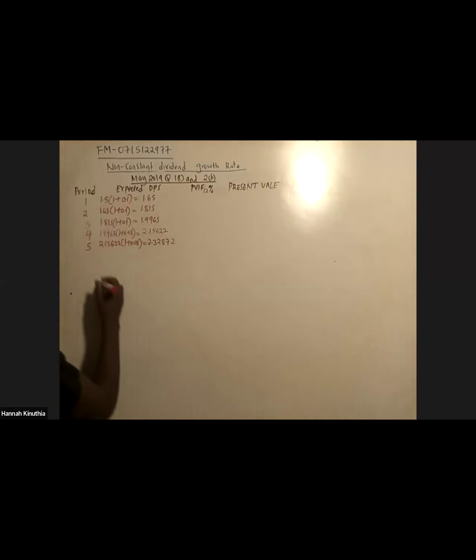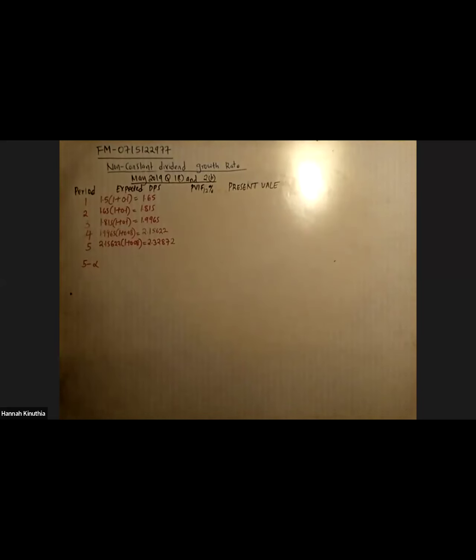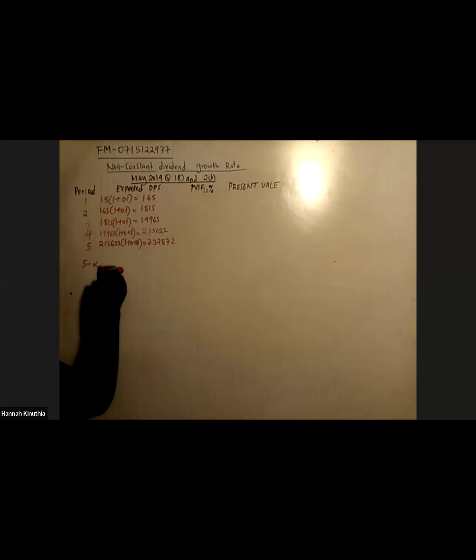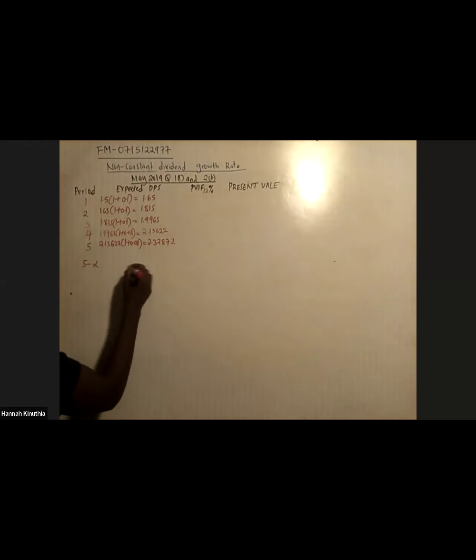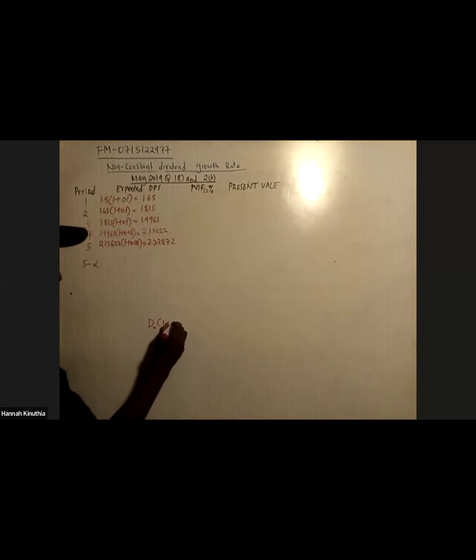Now from year 5 to perpetuity, we use Gordon's model. It will go at a rate of 5% in perpetuity. So we know the formula is D0 (1 plus g) over (Ke minus g). No need to repeat it again.